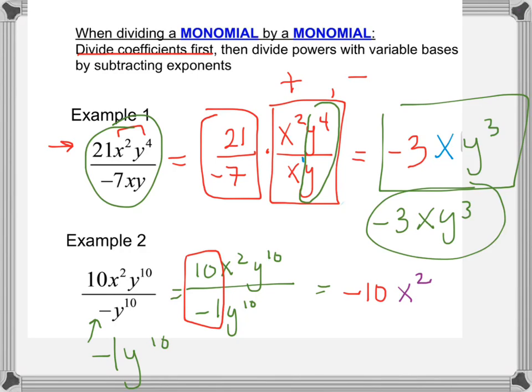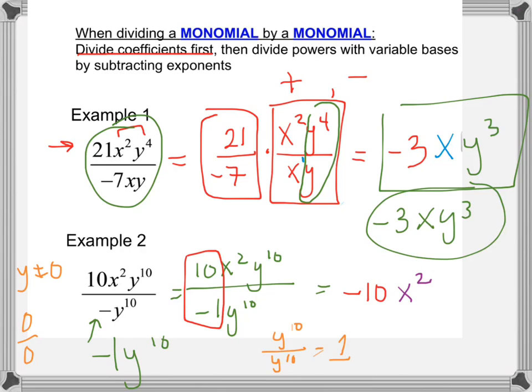Okay, and y to the 10th divided by y to the 10th, there's a few different ways of looking at that. You can say, well, y to the 10th divided by y to the 10th, well, that's just one thing divided by itself, that's 1, as long as y is not equal to 0, and I should have put that qualifier on there because you can't divide 0 by itself. 0 divided by 0 is undefined.